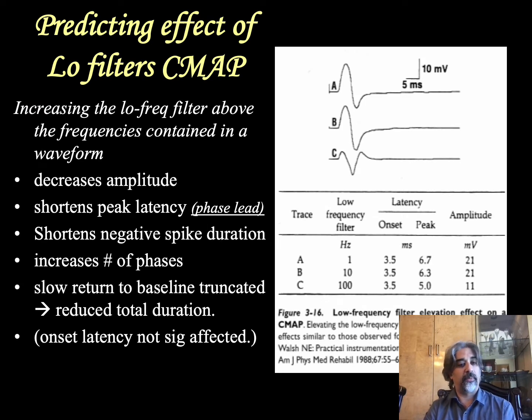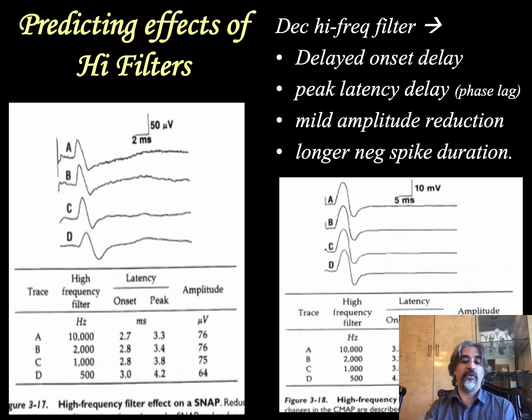On the CMAP, similar. If you lower the high frequency filter, which means we're taking away more high frequencies, kind of the opposite happens. The big difference here is that amplitude and duration aren't affected as much, but onset latency is affected.